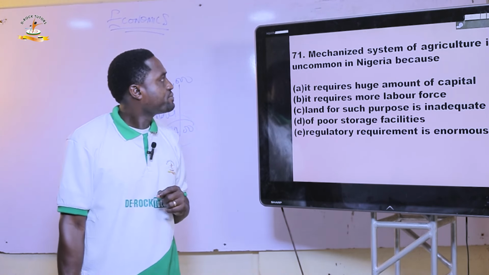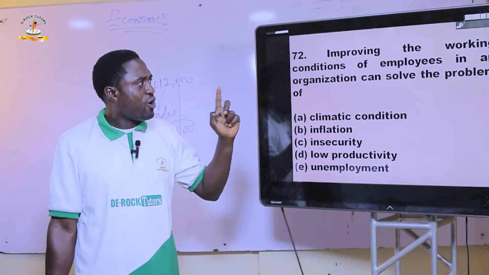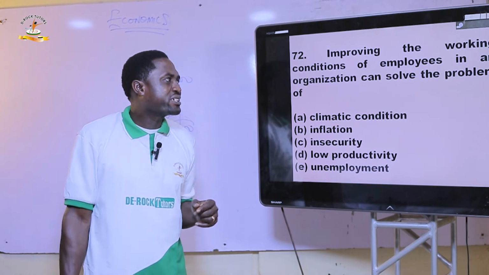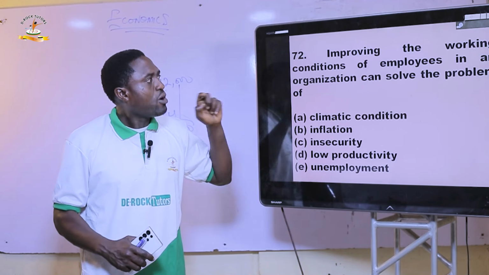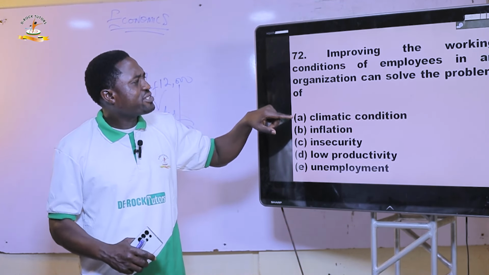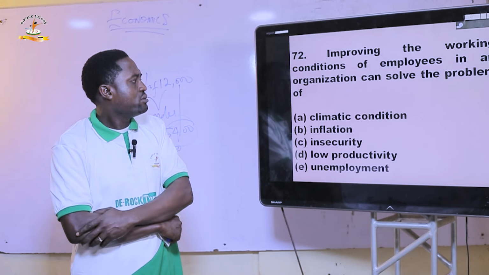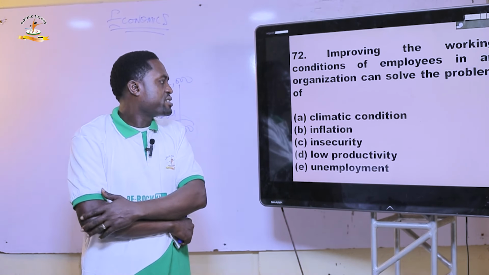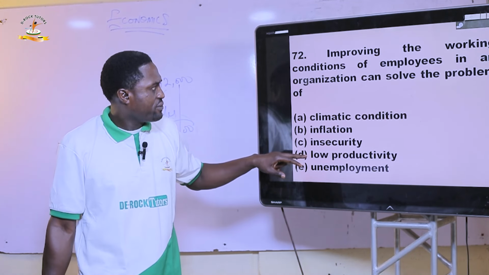The next question, 72. Improving the working conditions of employees in an organization can solve the problem of what? A, climatic condition. B, inflation. C, insecurity. D, low productivity. E, unemployment. It is low productivity.